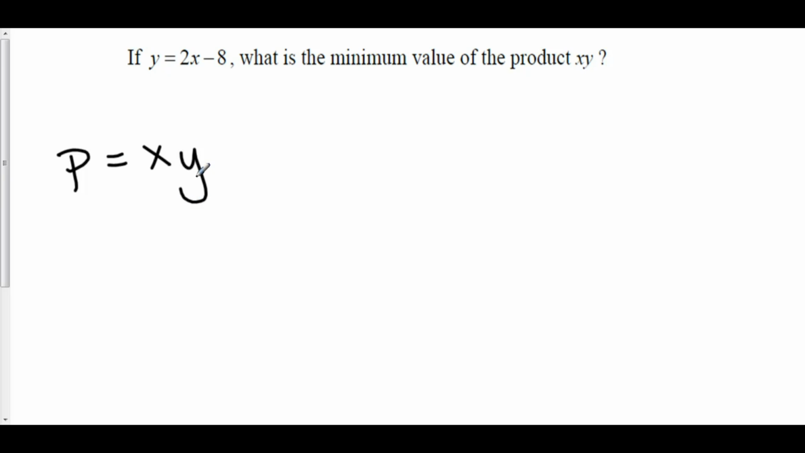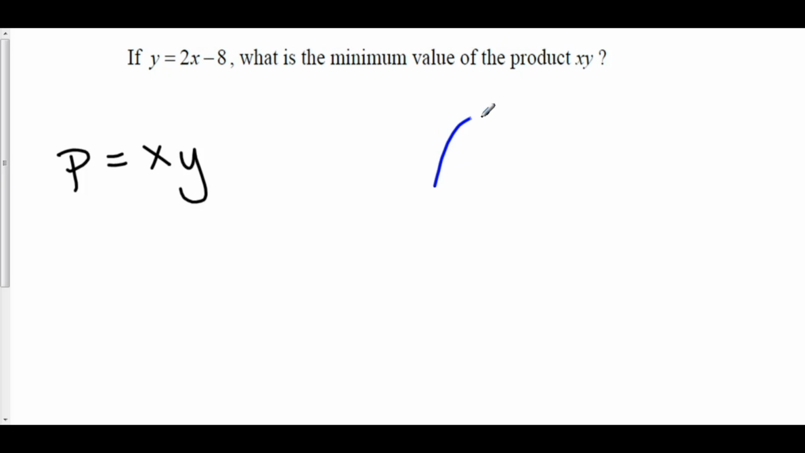The first step of optimization is to figure out what exactly you are optimizing. Well, here we are optimizing P, the product. We want to find the minimum value of that product. Well, let's go back to our first derivative analyses.